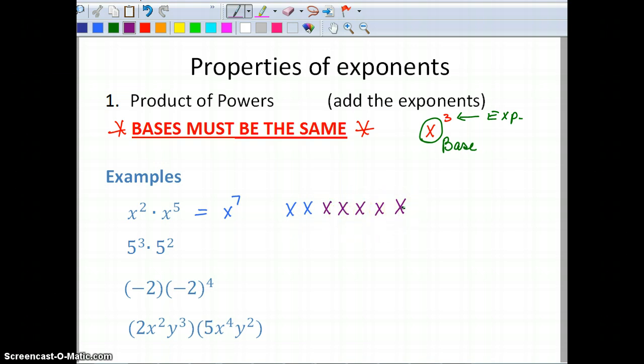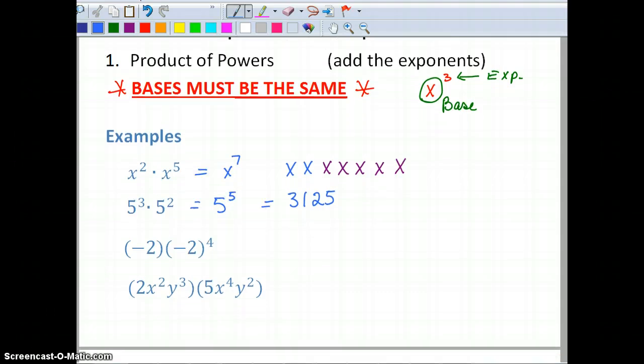Now the same thing works if you've got a base of 5 in this case. I can still add my exponents. 5 to the 3rd times 5 squared, well, that's the same thing as 5 to the 5th power. So that's 5 times 5 times 5 times 5 times 5. And this would be something I would probably plug into my calculator. We'll look at this in class. So when I plug in 5 to the 5th power, that's the same thing as 3,125.